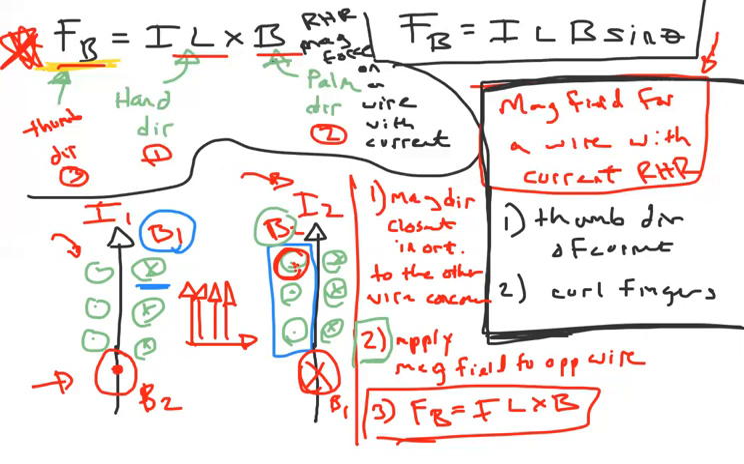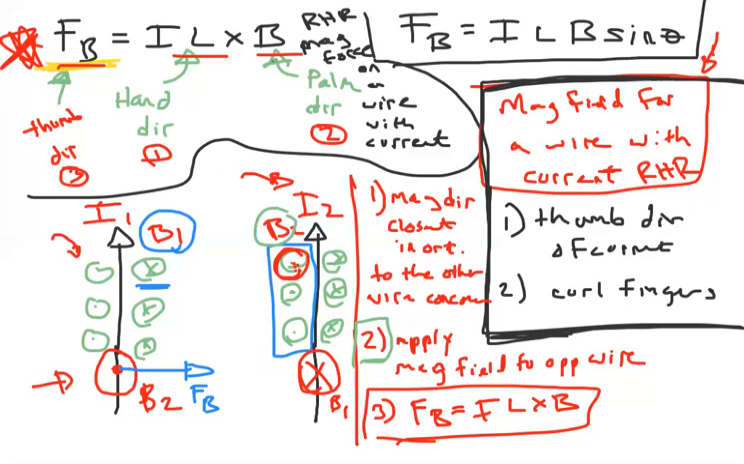And now, like I said, if you want to curl your fingers at this point, go ahead, but your thumb, because we're doing this perpendicular thing, is already pointed in the right direction, which is saying that FB is this way. And what does that mean? What does that mean I2 is doing to I1? Does that mean that it's attracting it? Absolutely. Good job.